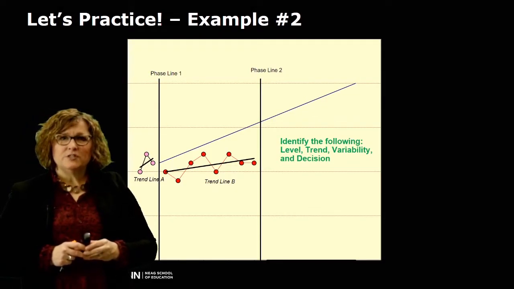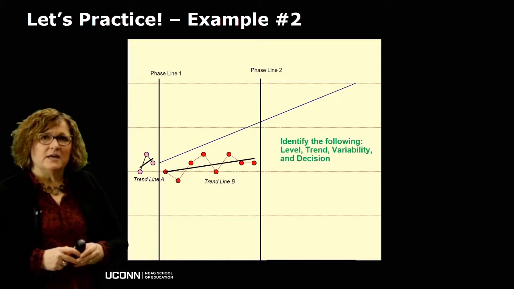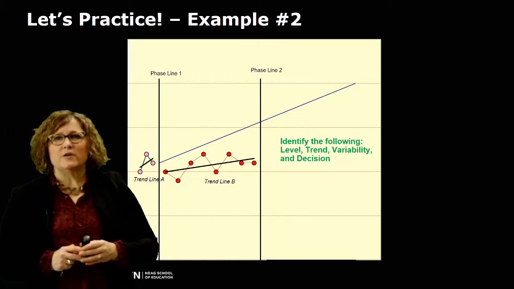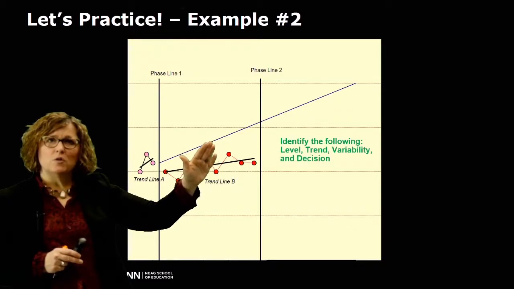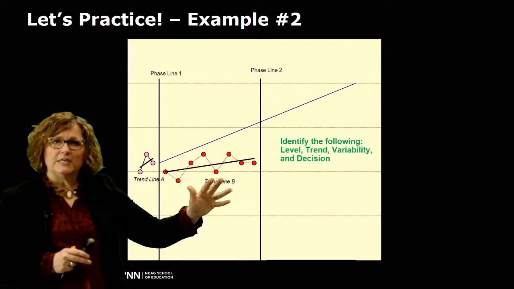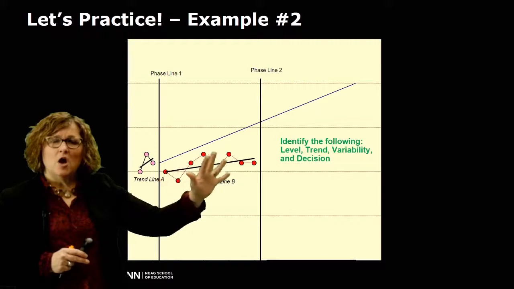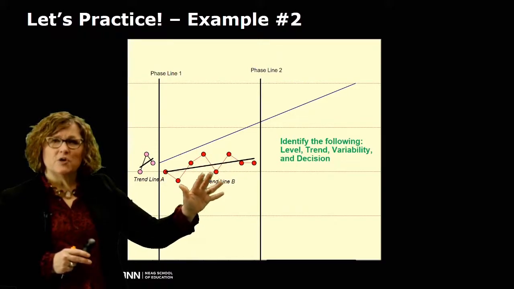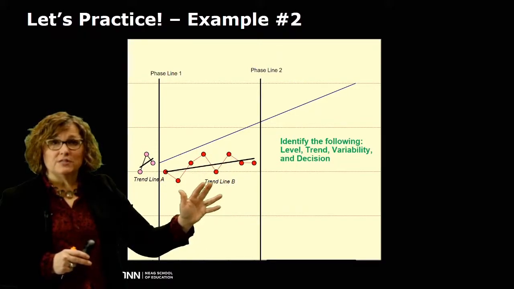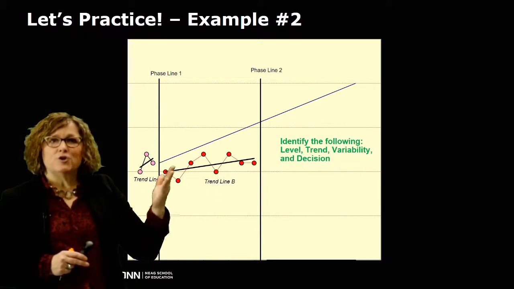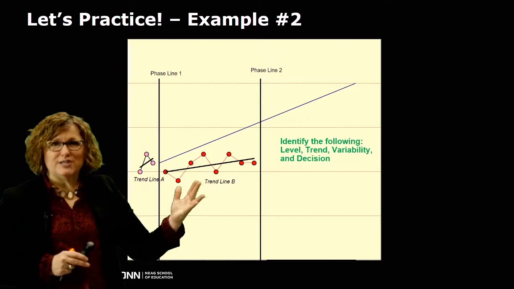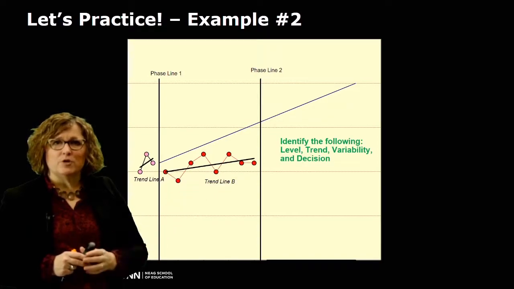Okay, so first of all, we're going to look at level of the data. This example is a little bit more straightforward. All of the data points for this one are below the goal line. As I look at it visually, the level, all the data points are below. So my decision, if I was just looking at level, would be to make a change in instruction. When I look at trend, make a change in instruction. That trend line is below the goal line.